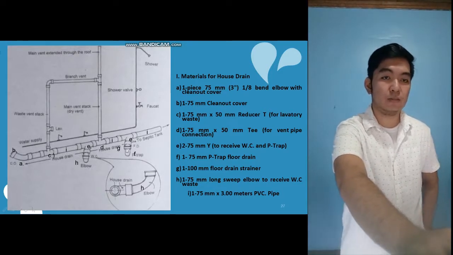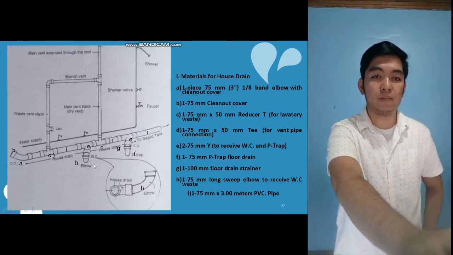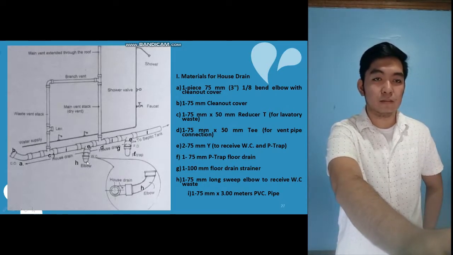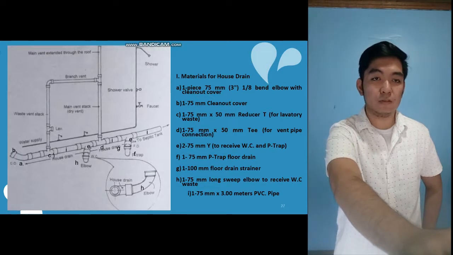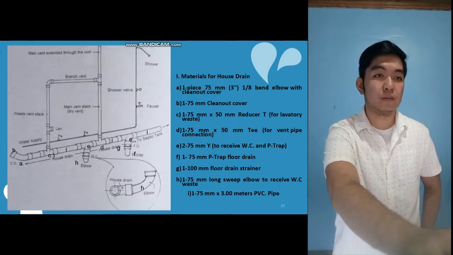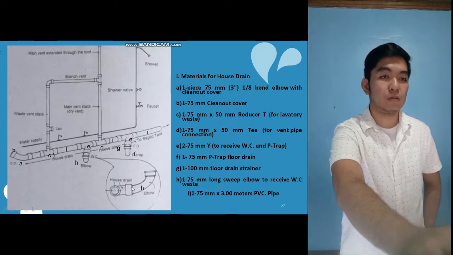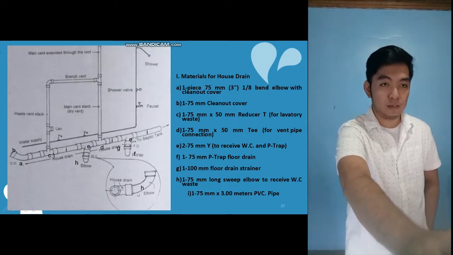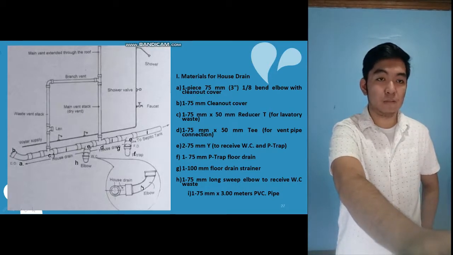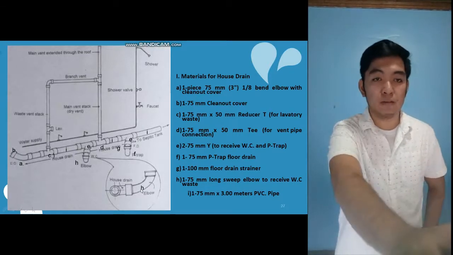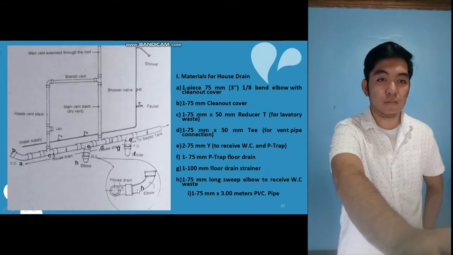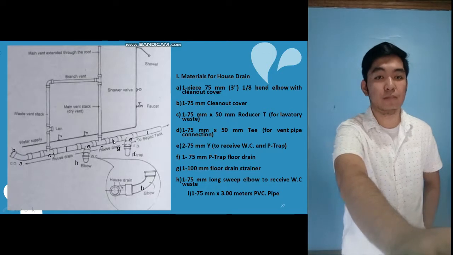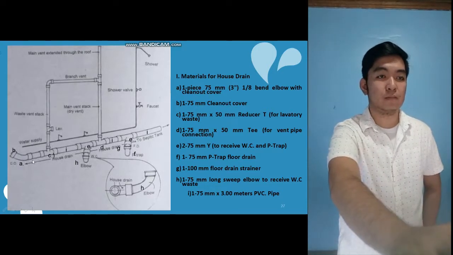H is one piece of 75 mm long sweep elbow to receive waste. Kani 175 mm H. So kani, kung tanaw na to siya maayo, mo ni siya. Kani diri, elbow tawag ani kay mura siya elbow. So lastly is the I. Kaning 75 mm by 3 meters na PVC pipe mo ni siya.